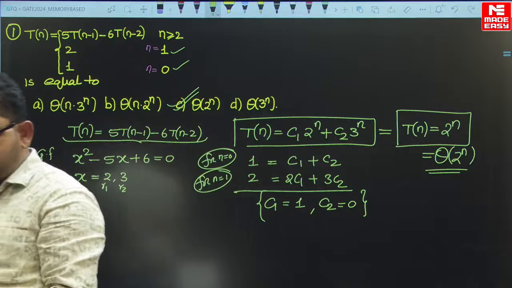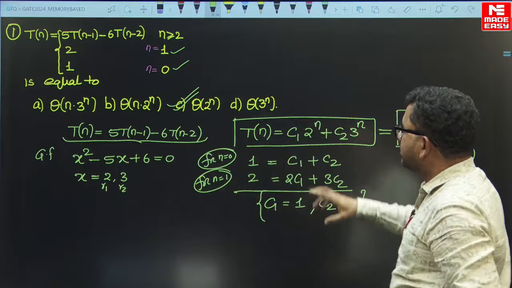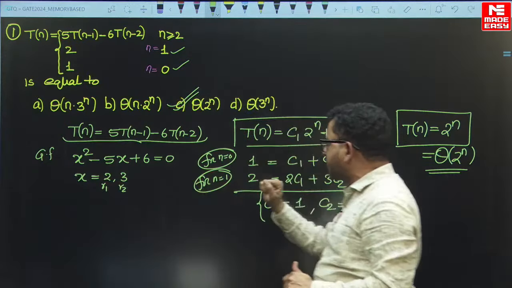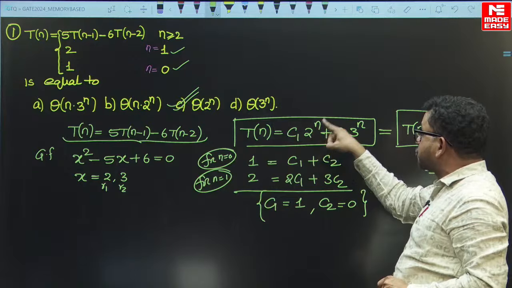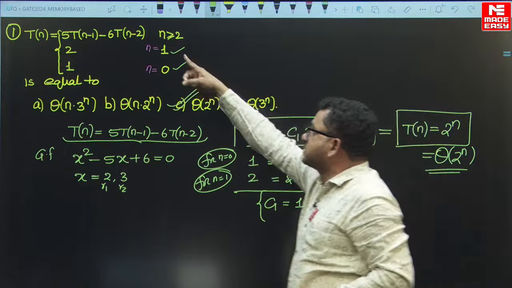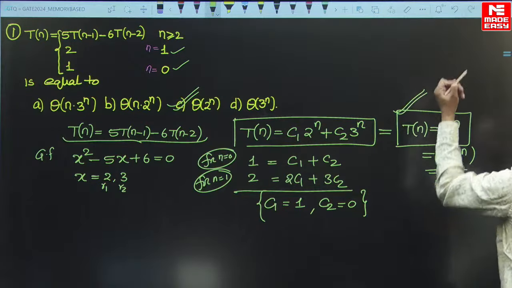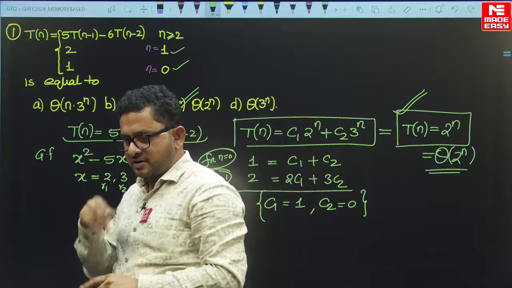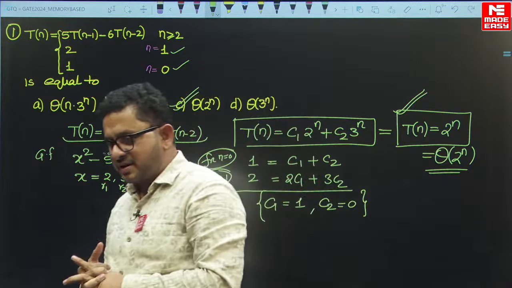The actual solution itself is 2 power n. Is it fine? So convert into a generating function, find the roots, and because the roots are different, the solution T of n is a constant multiplied with the first root power n plus a constant multiplied with the second root power n. By using the base conditions compute C1 and C2, then you will get the real solution. Everyone, I think most of you gave C.